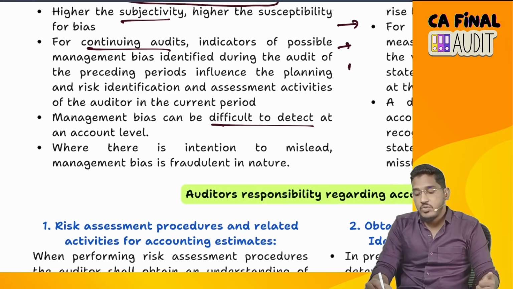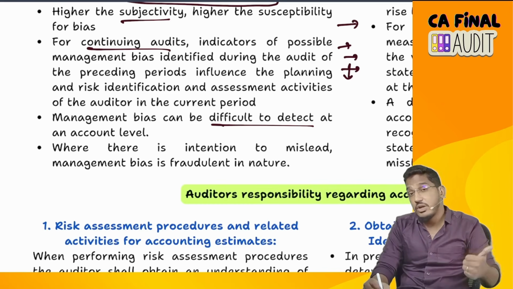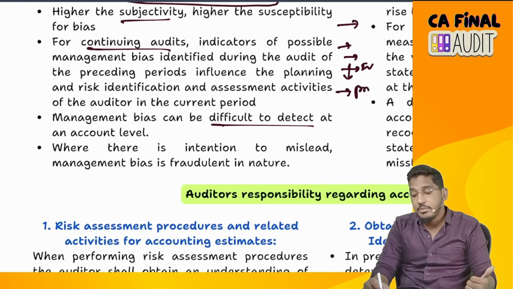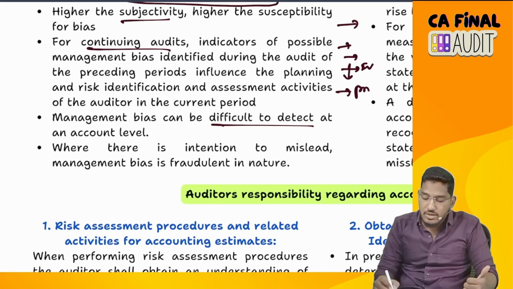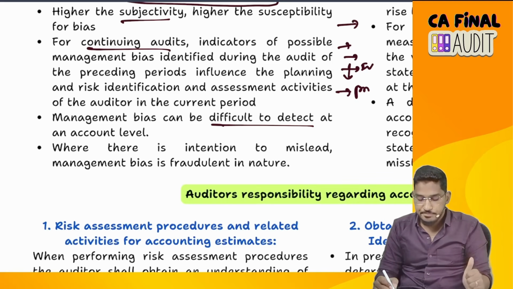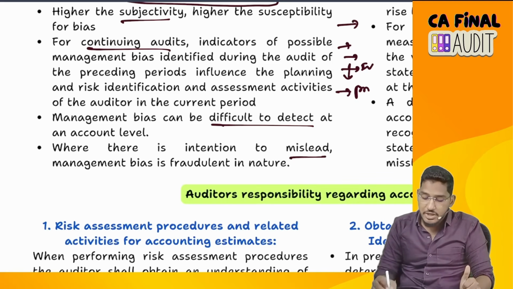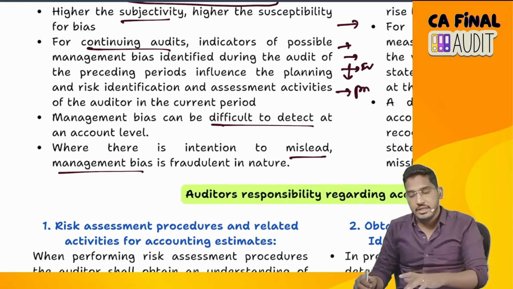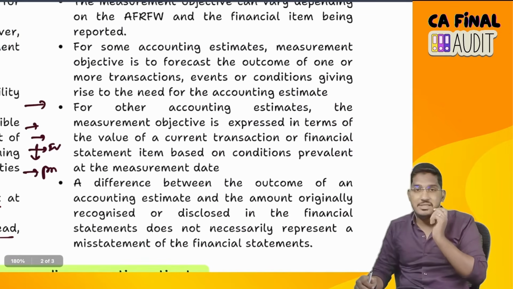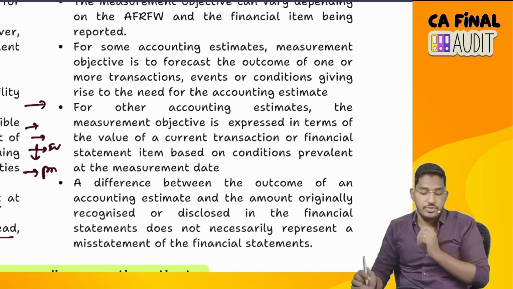Like for example, if the management wants to decrease their profits for tax reasons, they will not do all the adjustments only in provision for bad and doubtful debts. They will do wrong accounting estimates even in the inventory valuation. They will do wrong accounting estimates in creating provision for expenses. So at the account level, it is very much difficult to detect, but at the overall level, somewhere it will get reflected. So where there is an intention to mislead, management bias is fraudulent in nature. As I have told, if the management is doing wrong accounting estimates to mislead, that is definitely fraudulent in nature.